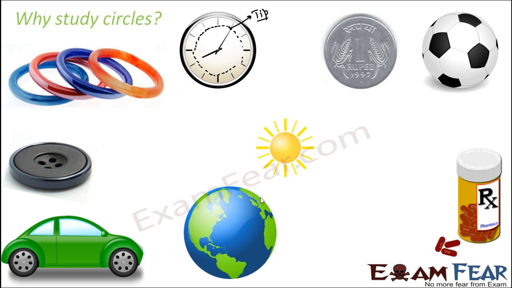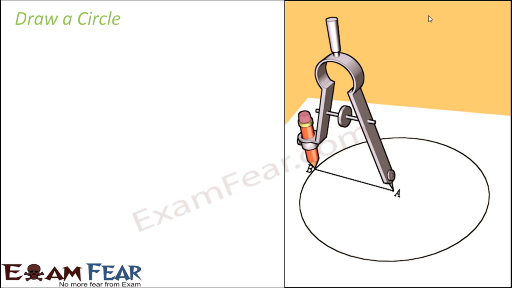See, the earth is actually a sphere, but if you talk about the two-dimensional view of earth, it is circular. Right? The ball is also a sphere, but if you talk about the two-dimensional view of this ball, it is circular in shape. So let's see how can we draw a circle.